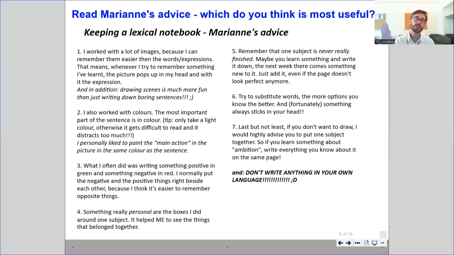Okay. So lots of advice here, and again, very much repeating the things I've said. So very much at the end, don't write anything in your own language, okay? Use color, use pictures, make it personal, keep it interesting, yeah? Try to substitute words, give yourself alternatives. All of these are ways that you're going to learn how these words connect together in multiple ways, okay?